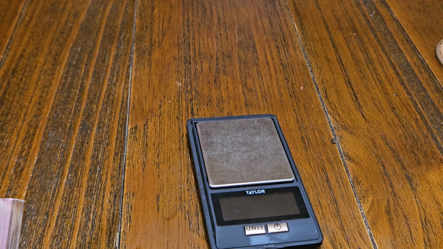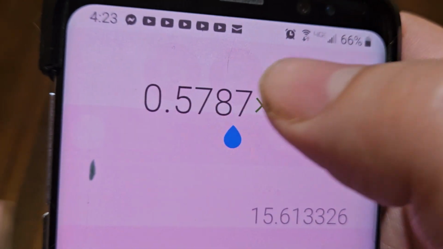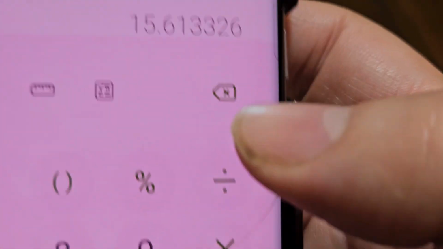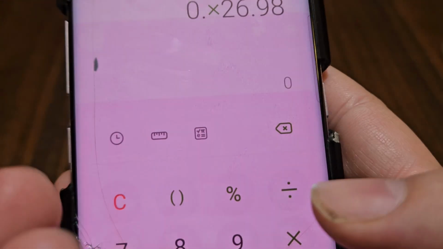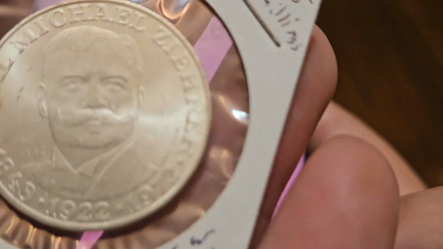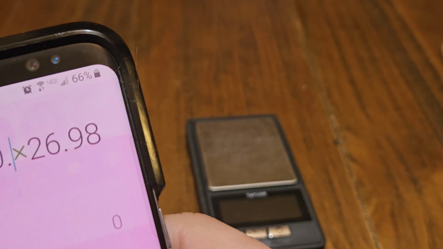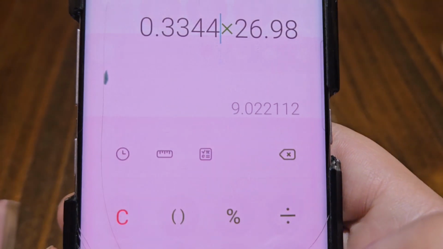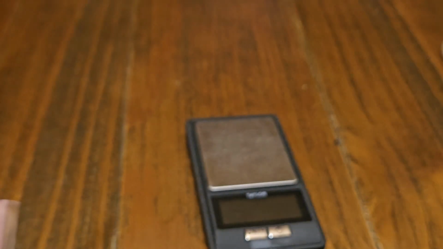Alright, and let's do the next coin. Yeah, $26.98. So one little trick I do, guys, is I go up here and I'll take out the ASW, and then it's ready to go. And I'll leave the 0.0 on, that way I don't have to type again. 0.3344. Bam. $9.03. Remember to always round up. $9.03.